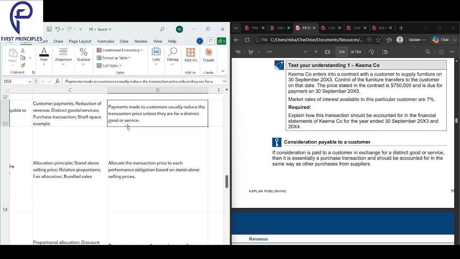That means if you're buying something separately from the customer, then it's recorded separately. For example, I sold something to him and I purchased something from him. Then it is for a separate good or service. If it's for a separate good or service, then you have to record it separately.